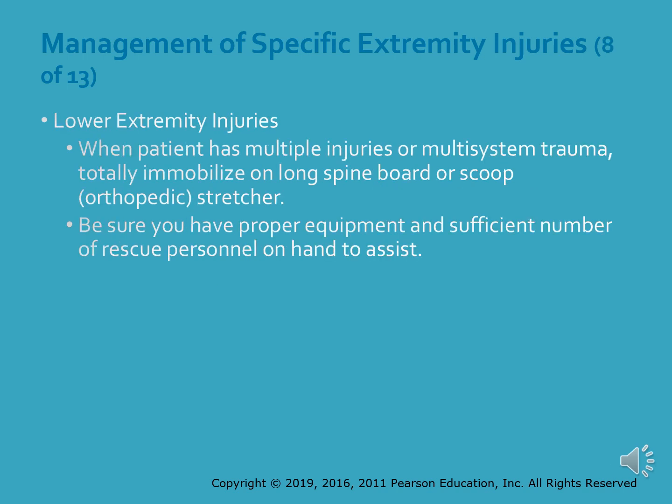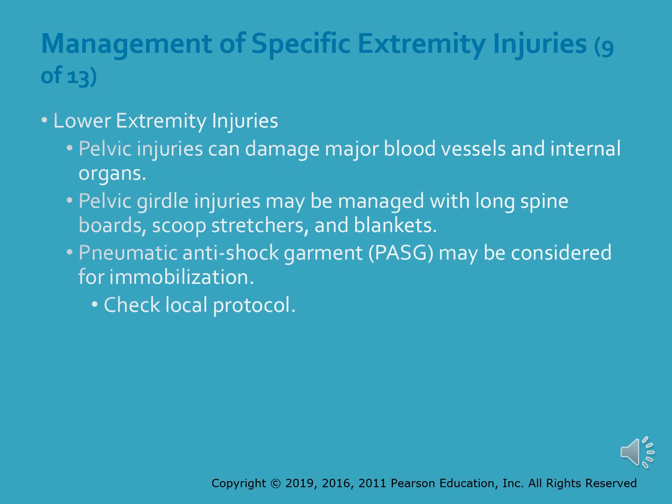With lower extremity injuries, when the patient has multiple injuries or multi-system trauma, totally immobilize on a long spine board or a scoop stretcher. Be sure that you have proper equipment and a sufficient number of rescue personnel on hand to assist though. With pelvic injuries, they can damage the major blood vessels and internal organs. The pelvic girdle injuries may be managed with a long spine board or a scoop stretcher and blankets. The pneumatic anti-shock garments may be considered for immobilization, but again, be sure that you check your local protocols.